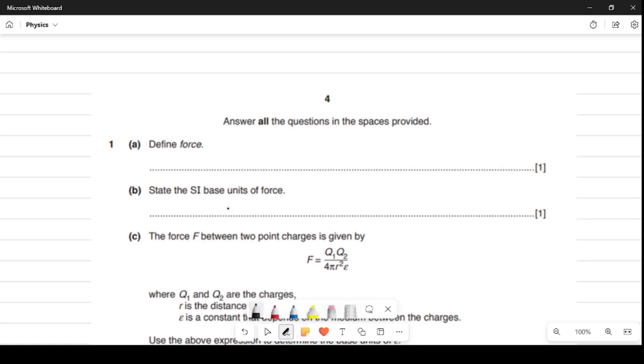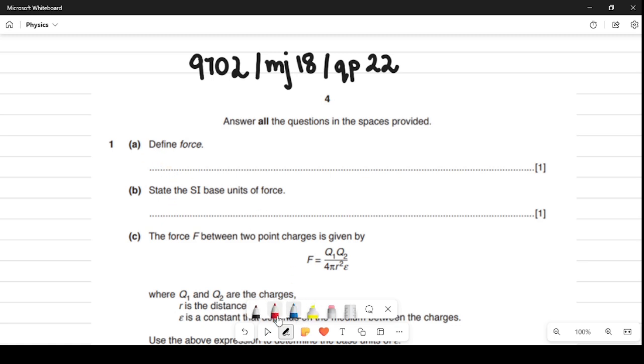Okay, so the paper we're going to go through today is for physics, and it is of May June 18, and the variant is question paper 2. Right. So let's begin with the first question. Our first question is part A.